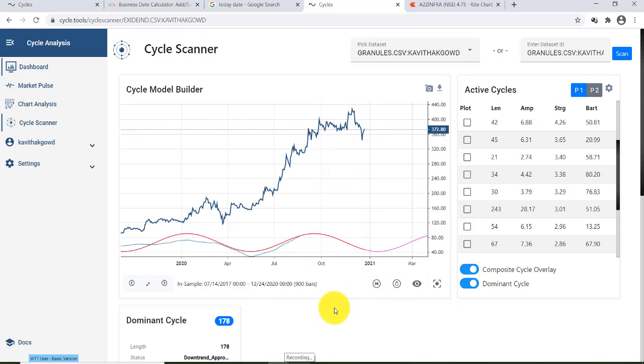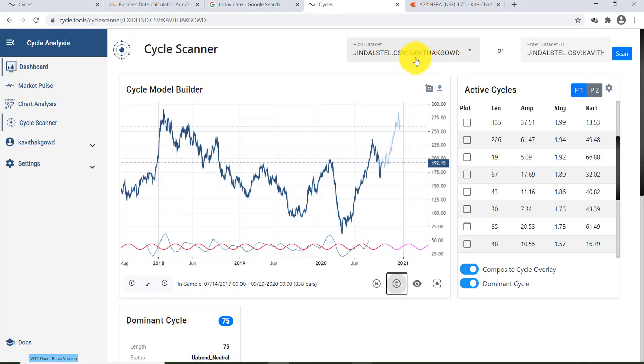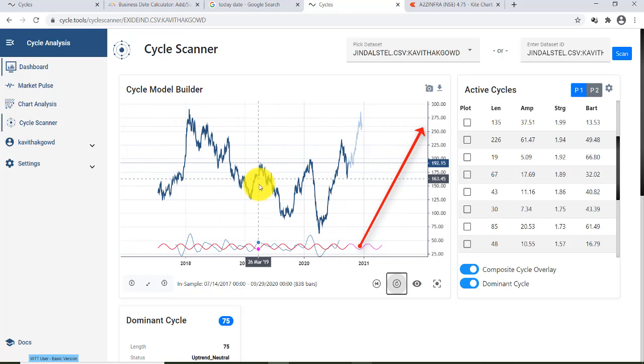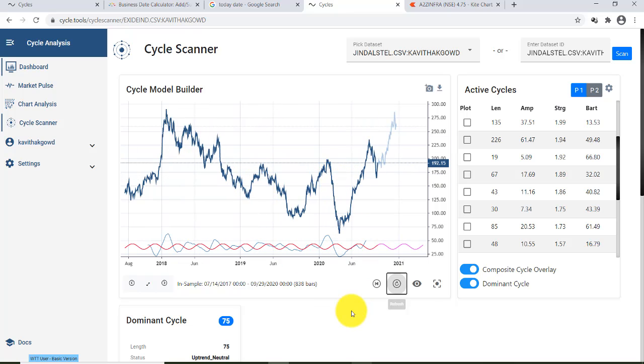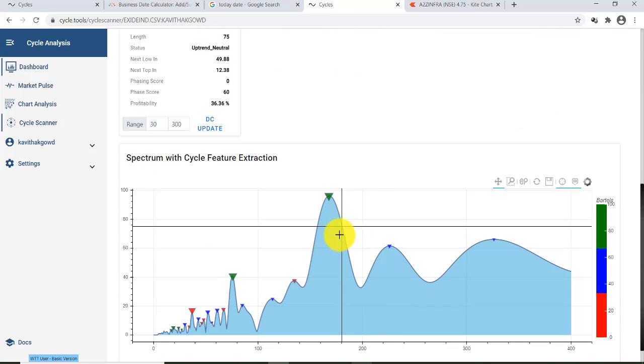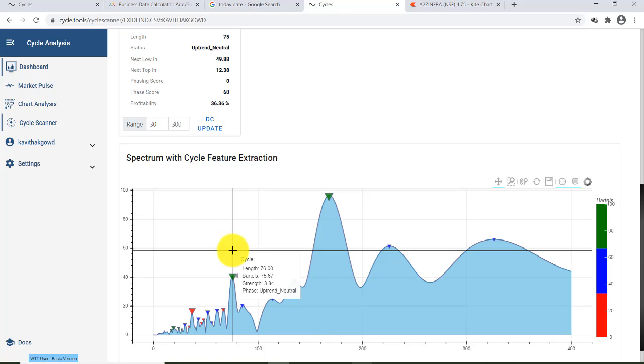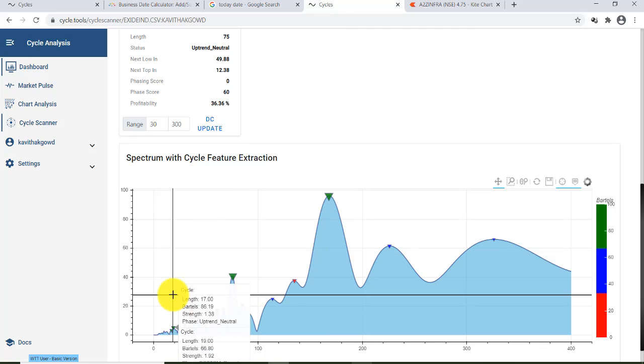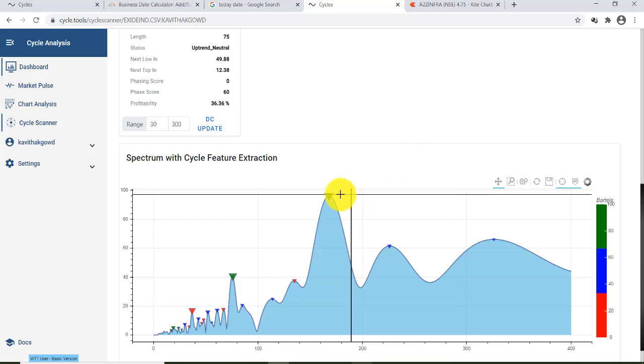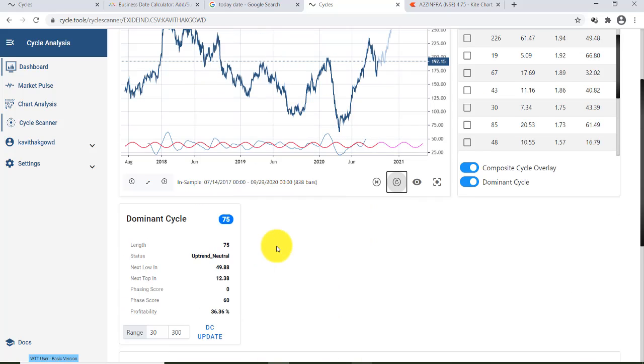For our understanding, we see one more cycle. Now this is the chart for Jindal Steel, and here you can see it is an upward trend. It is running an upward trend, so we can consider an entry. And let's see the strongest cycles. So 168 is one of the strongest cycles, and 76 is another strongest cycle, and this one, 19 days, is also a strongest cycle.